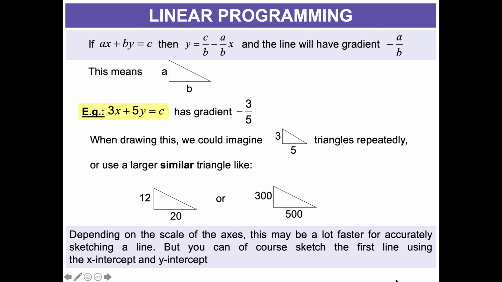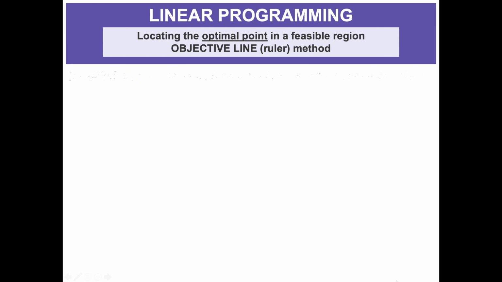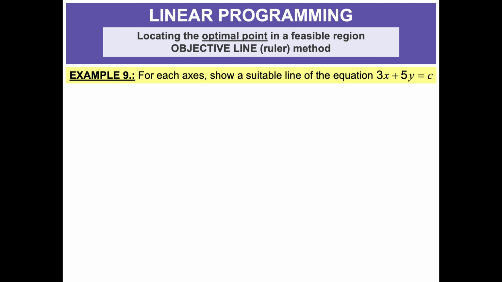Depending on the scale, this may be faster than identifying the 2 points, but you can use whatever method you prefer. So let's look at example 9. For each axis, show a suitable line of the equation. So that's the equation we've just been talking about.